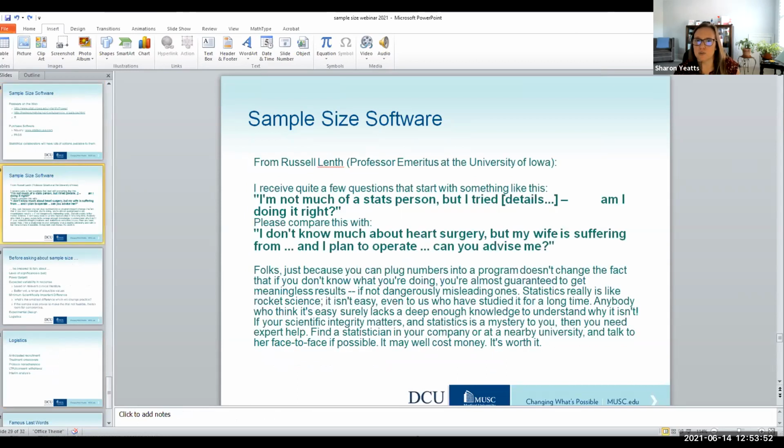And I'll just leave you with this quote from Dr. Lentz at the University of Iowa. You all can read that while I ask if there are any other questions that I can answer.